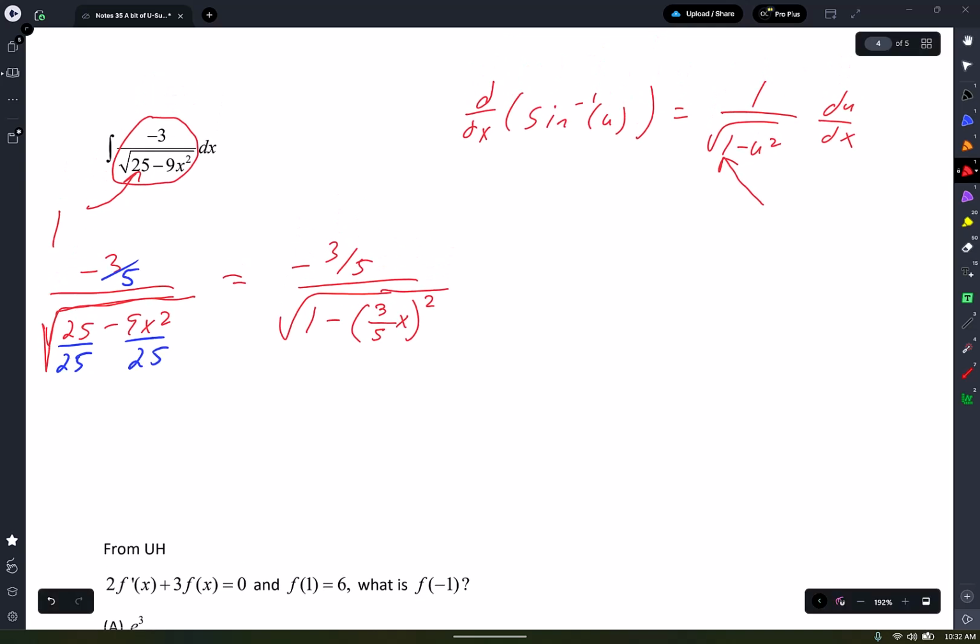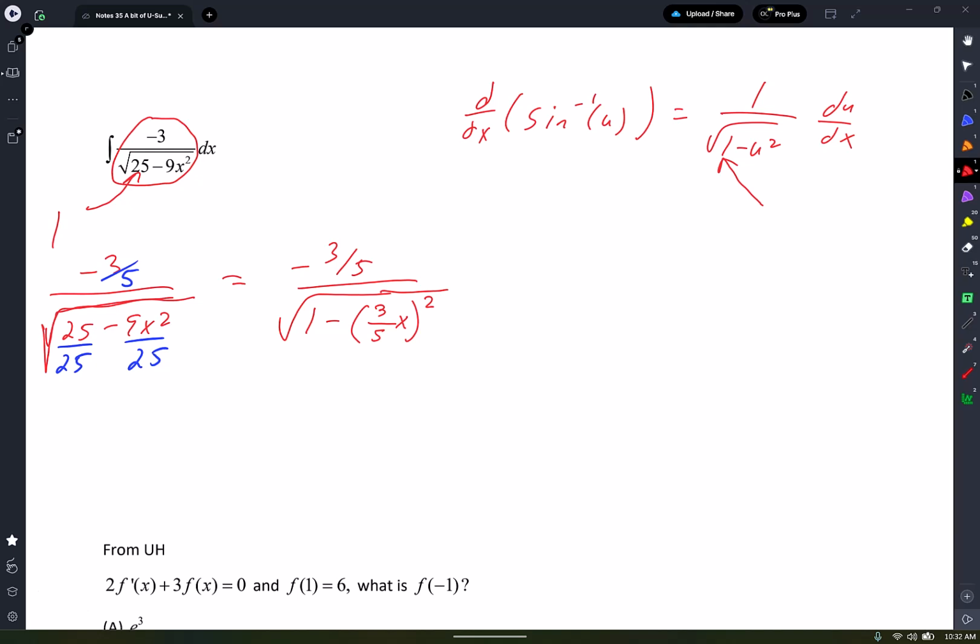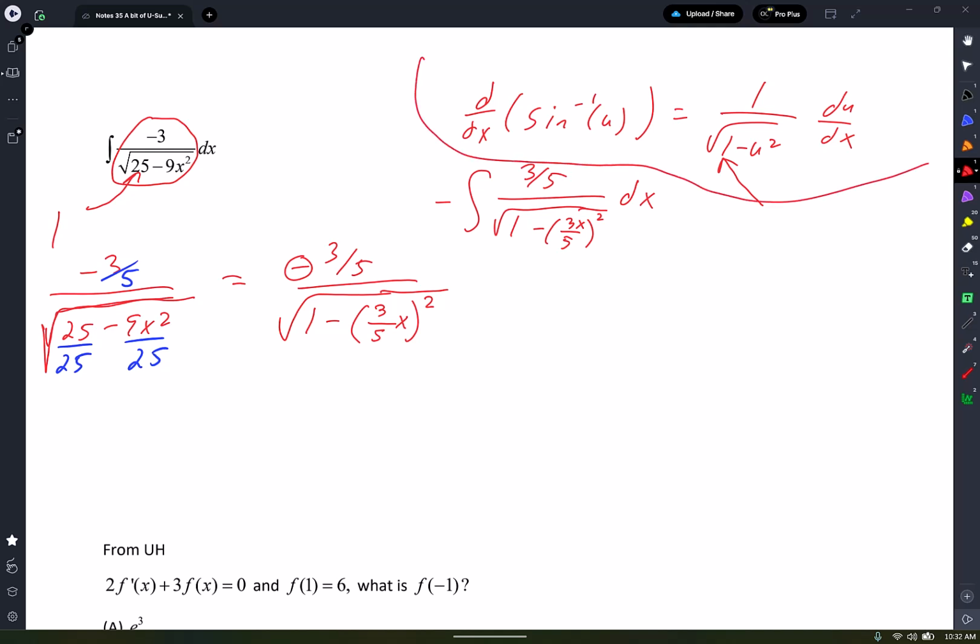All right, so here it is. I'm going to write integral. I'm going to put the negative 3/5 on the outside. No, not just a negative, because I'm going to need the 3/5. 3/5 square root 1 minus 3x over 5, close it squared, dx. We're okay? My u is going to be 3/5 x.